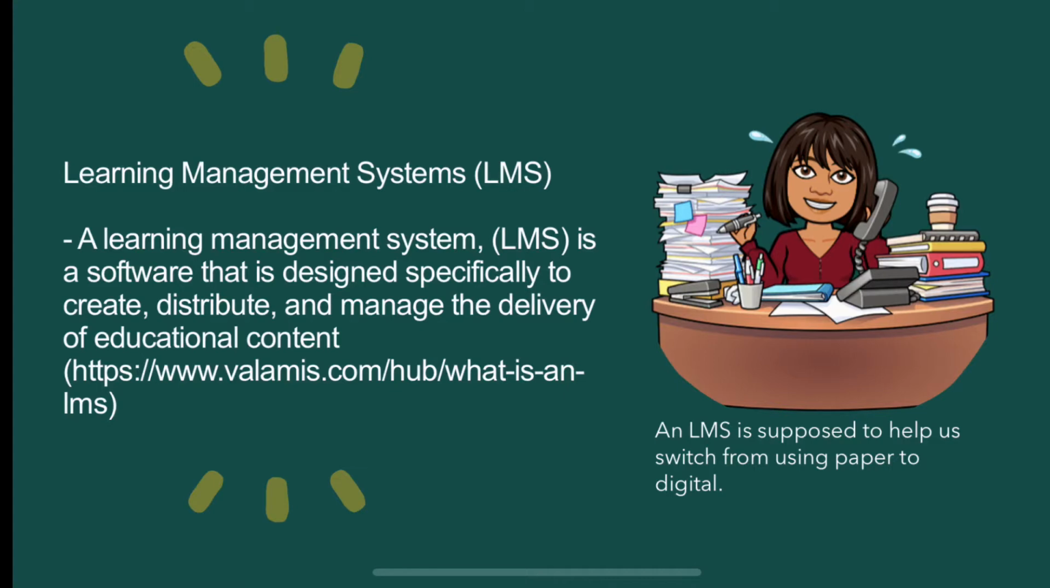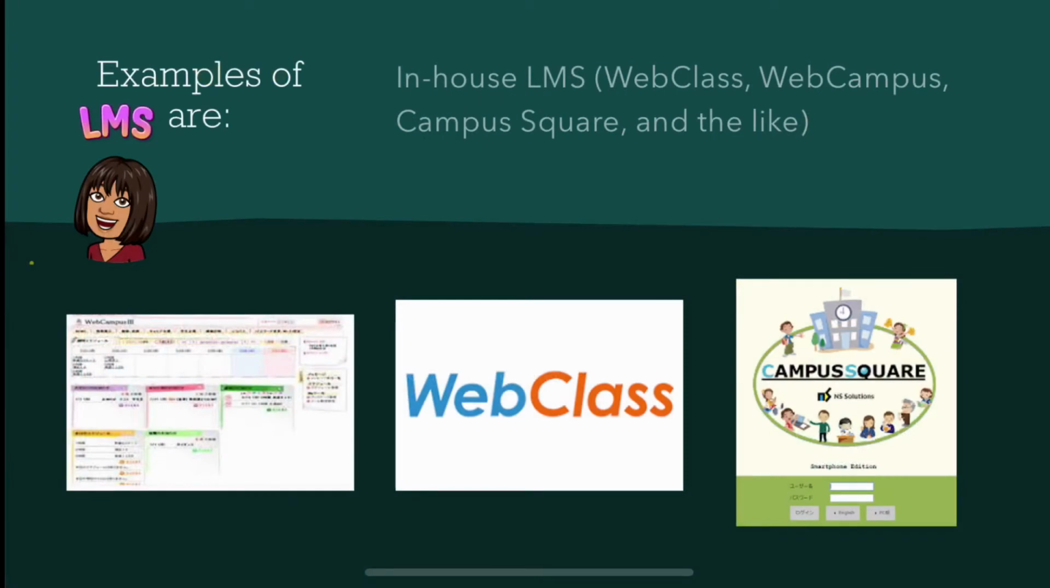There are many kinds of learning management systems. Usually, each university has their own system. If you look at the slide, there are 3 examples of learning management systems. One is Web Class, the other one is Web Campus, and Campus Square. I have experience using all these, and it is quite a learning process. But like I said, the good thing about an LMS is having one area to store your digital class materials.